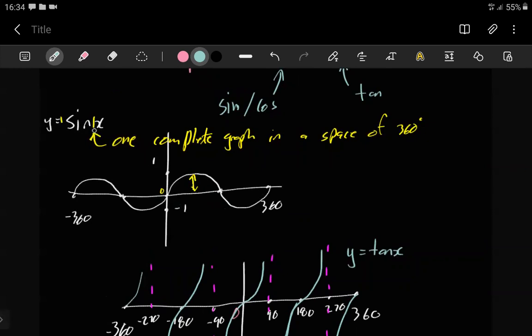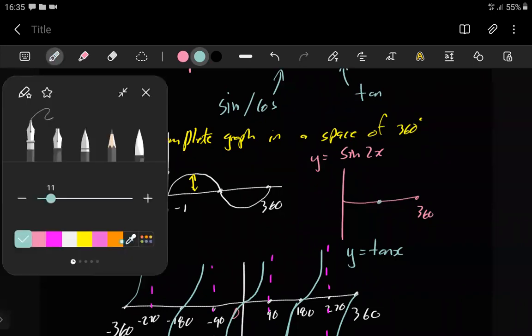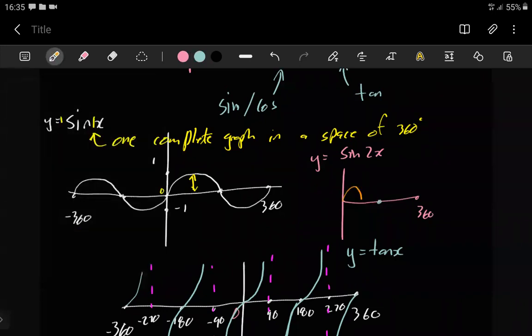It means the one number there will be a 1. If that number was a 2, if you had, let's say, y is equal to sine 2x, you would have two graphs in a space of 360. So between 0 and 360, halfway along the x-axis, you would see a full graph already. And then the other 180 degrees, you'd see another full graph, you see.